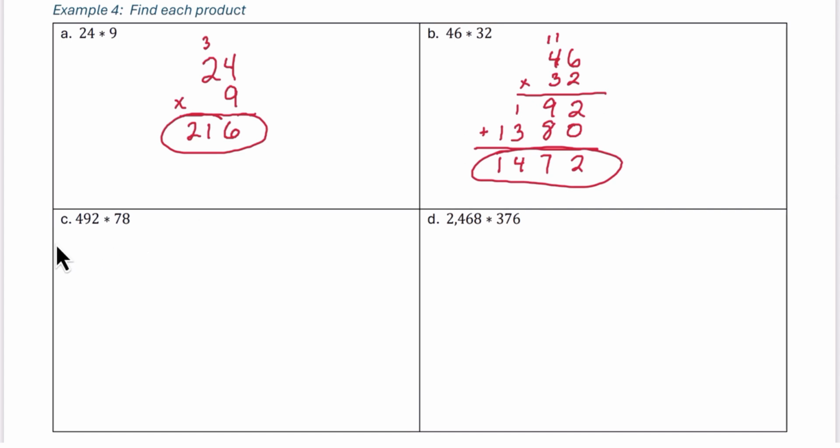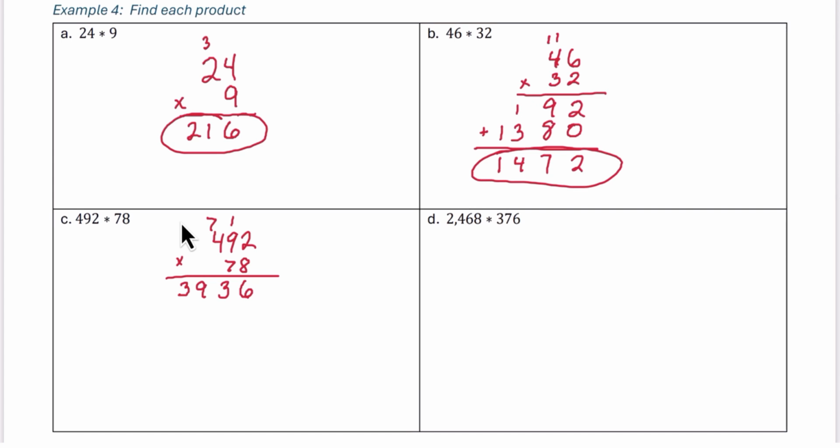In the next example, we have 492 times 78. Align those flush to the right. Start with the 8. 8 times 2 is 16. We'll put a 6 in the bottom and carry the 1. Then 8 times 9 is 72, plus that 1 is 73. 3 goes in the bottom and we carry the 7. 8 times 4 is 32, plus the 7 gives us 39.